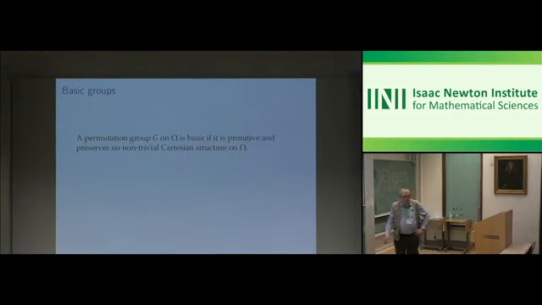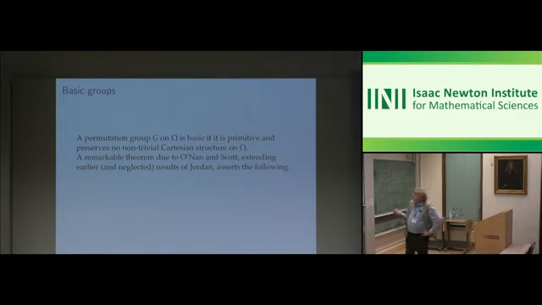So I'm going to make a further reduction. I'm going to say a permutation group is basic if it is primitive and preserves no non-trivial Cartesian structure. So this is exactly the same format of definition as we've had before. So these are the basic groups. They're primitive and they preserve no Cartesian structure.